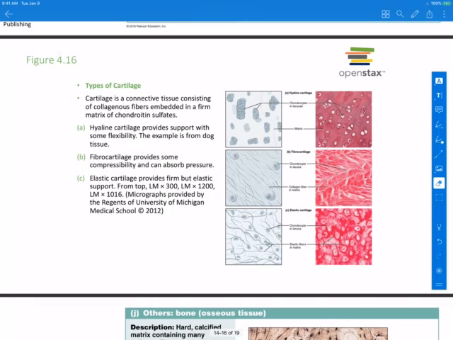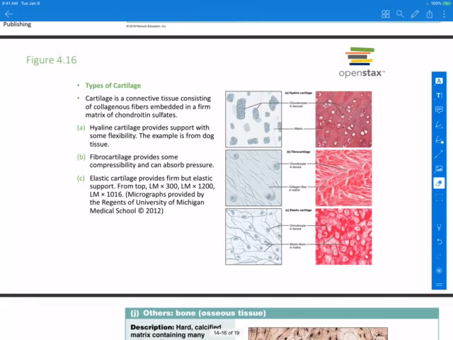So cartilage is a connective tissue that consists of protein fibers like collagen embedded in this semi-firm extracellular matrix of chondroitin sulfates. And basically chondroitin sulfates are polysaccharides that bind with ground substance to form proteoglycans. And proteoglycans, like I said, I already described them when I was talking about the ground substance of connective tissue.